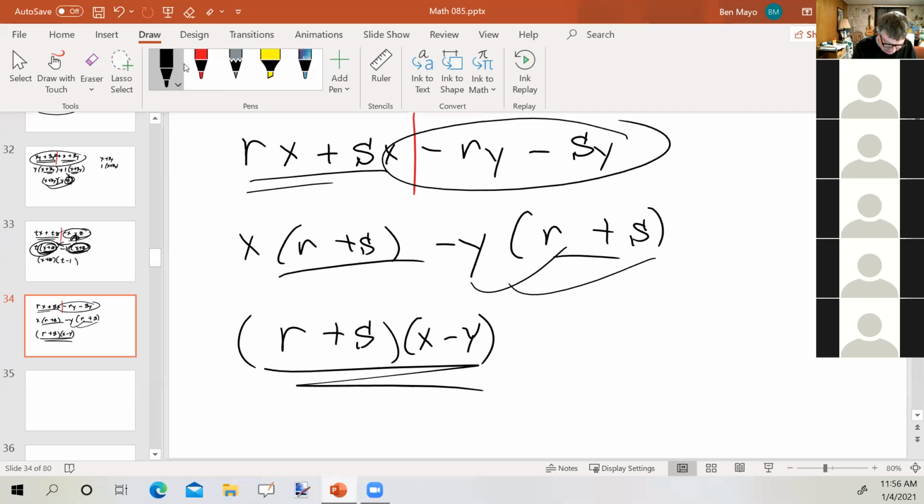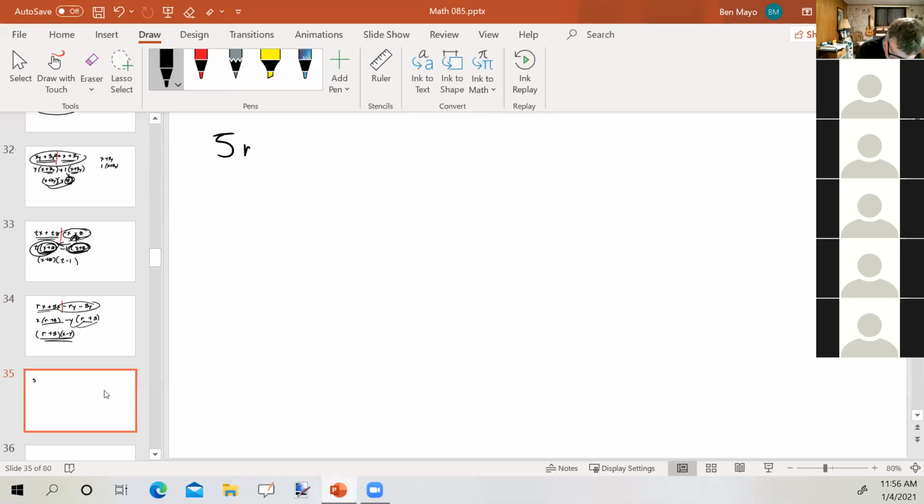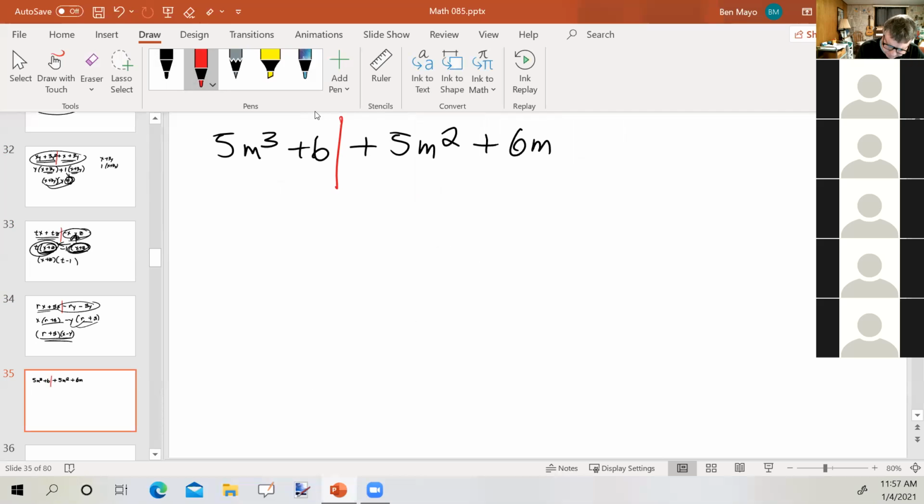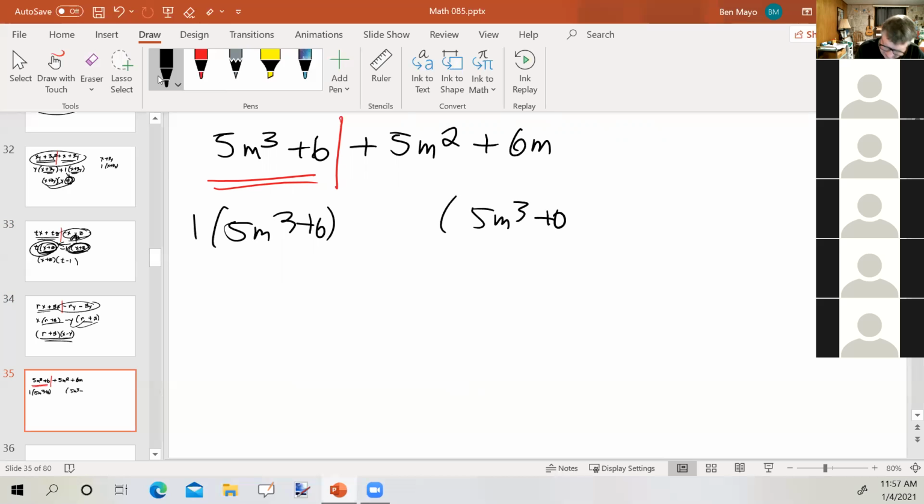Okay, let's take a look at another situation. Here we have 5m cubed plus 6 plus 5m squared plus 6m, and it says factor by grouping. So here we go. We split it up into two groups. Well, the greatest common factor here is just a 1. So I'd get 1 times 5m cubed plus 6, which means I'd have to have that. That's not going to work, is it?